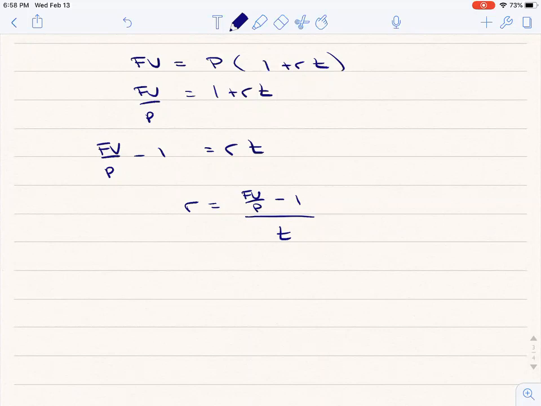For me, at least, it would make more sense to just have the original equation, plug things in, and then solve for it. Then you don't get this nasty fraction in a fraction.